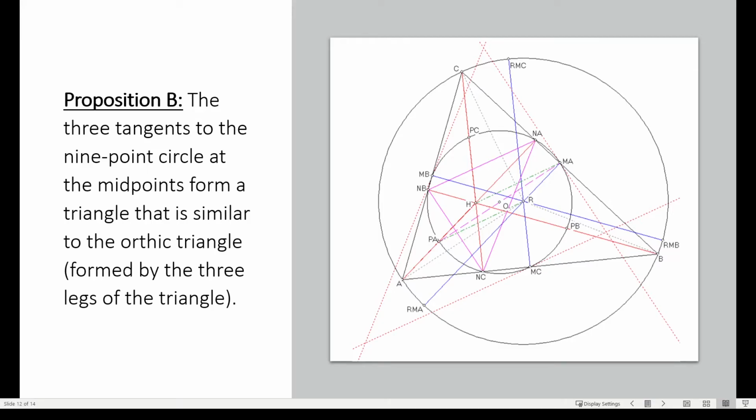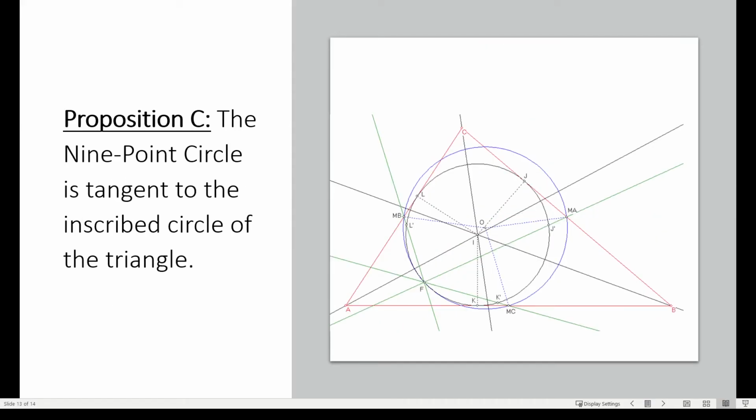Then the tangents of the 9-point circle at the midpoints of ABC will be orthogonal to AR, BR, and CR. Thus, NANB will be parallel to the tangent at MC, and NANC is going to be parallel to the tangent at MB, and NBNC is going to be parallel to the tangent at MA. Hence, the 3 tangents form a triangle similar to the orthic triangle. The next application is proposition C. The 9-point circle is tangent to the inscribed circle of the triangle.